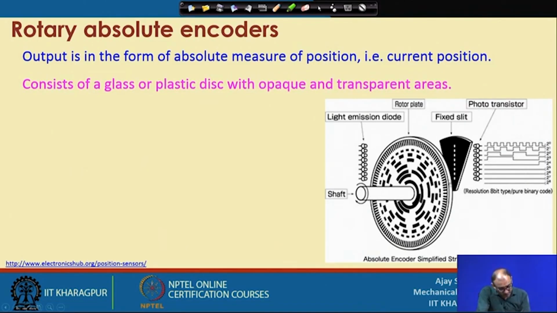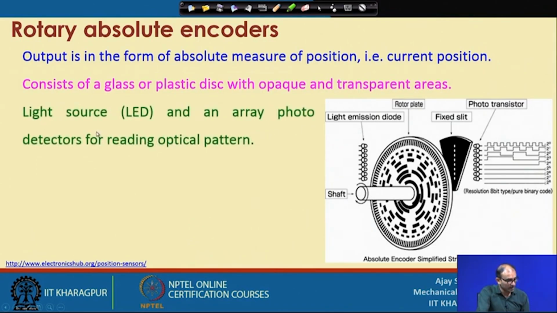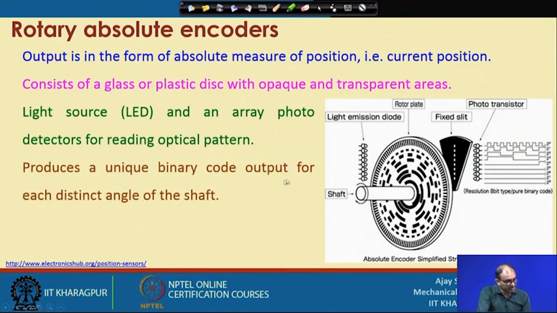In the earlier case, this outer periphery had these lines, but this works on a different principle: a light source and an array of photo detectors reading the optical pattern. So here you are getting an optical pattern. Earlier we were getting one or two, called the A slit, B slit and Z slit, and you get some waveform. Here also you get a waveform, but it is unique for one particular instant, whereas in the earlier case you were getting the same thing. That was the difference. It produces a unique binary code output for each distinct angle of the shaft.